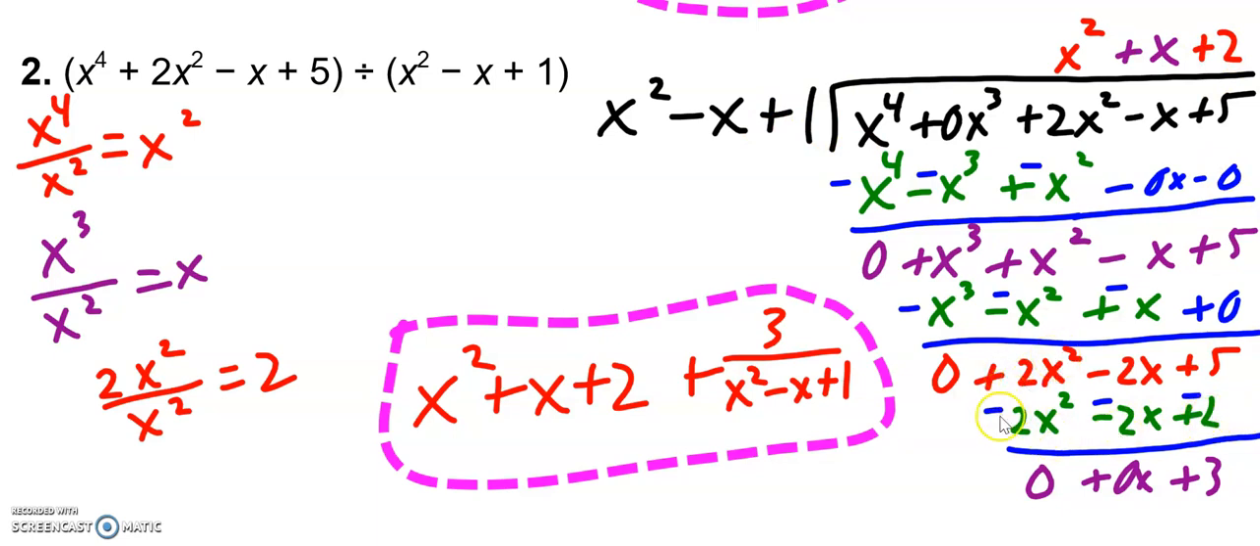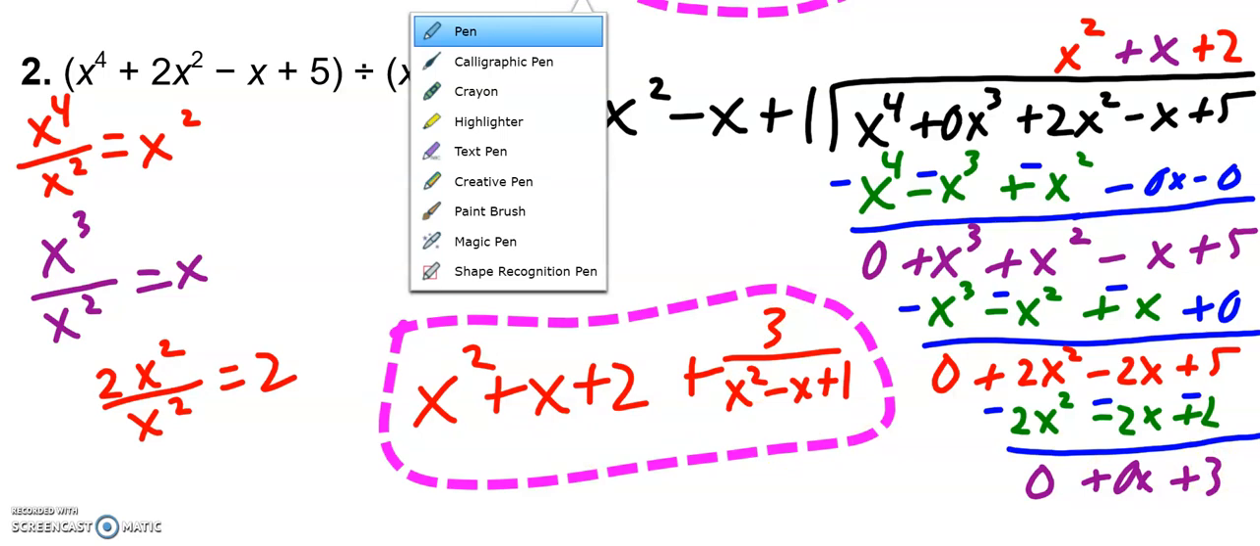Then I subtract in the blue. 2x squared minus 2x squared is 0. Negative 2x minus negative 2x also is coincidentally 0. So I can think of this as negative 2x plus 2x, so 0x. And 5 minus 2 is 3. So this here is my remainder of 3.